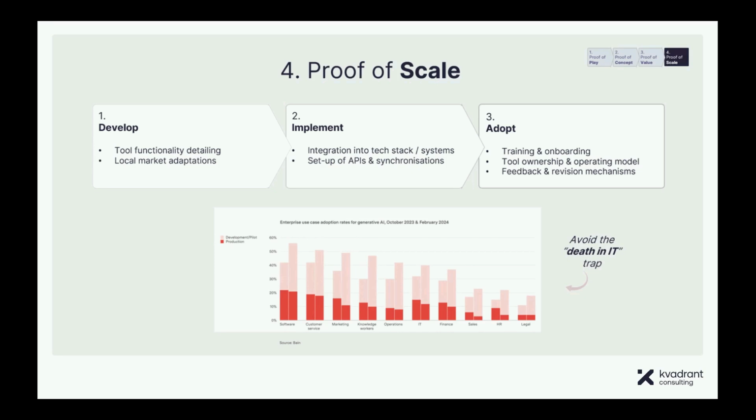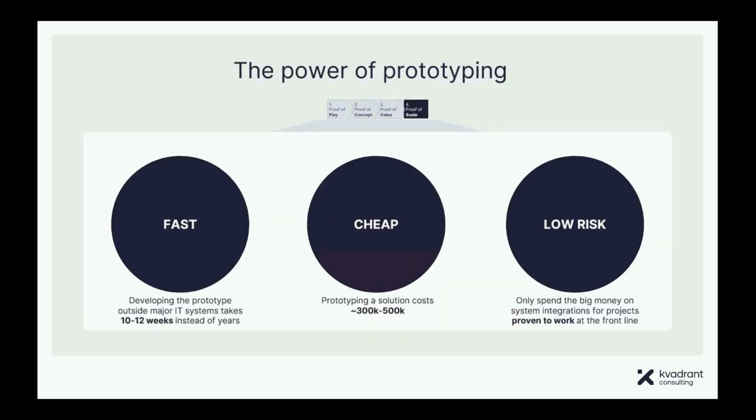Good. So that's the overall process of going from proof of play to proof of scale. And the reason we like that approach is that there are 3 main advantages to it. It's fast, it's cheap, and it's low risk. And what we mean by that is that usually developing a prototype like this takes 10 to 12 weeks. It's something relatively short. Even when you have AI tools, there's a lot of ways you can test it and try it in sandbox environments before setting up fully integrated solutions.